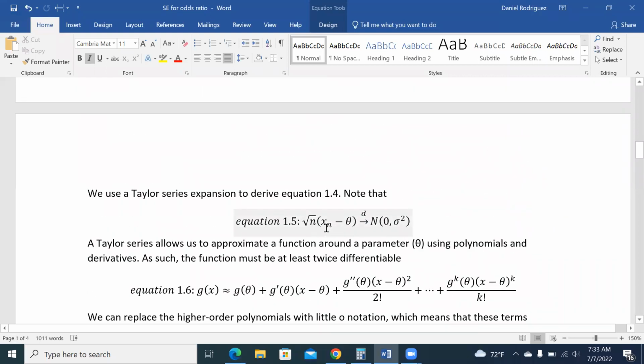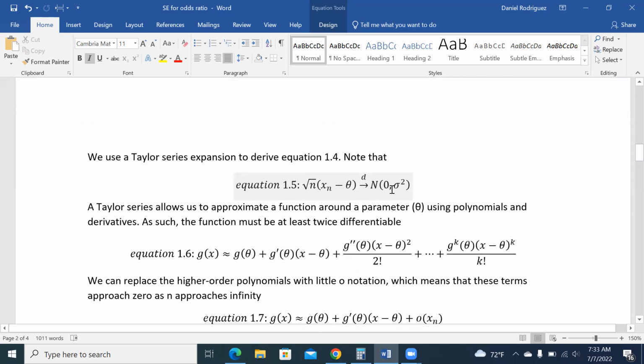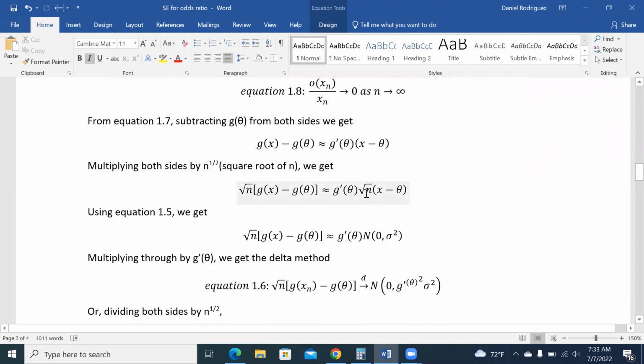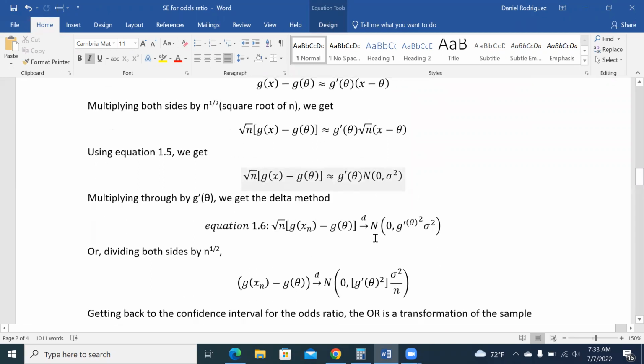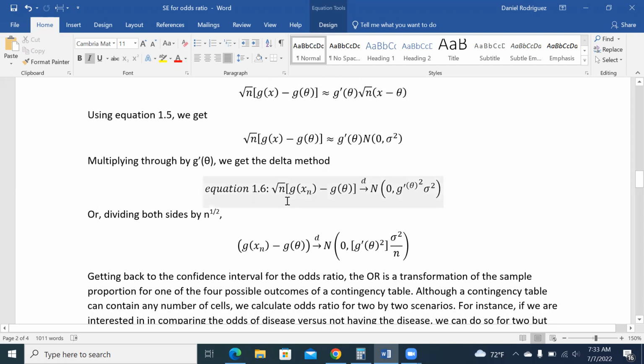We have the square root of n times X-bar of n minus theta converging to normality with a mean of 0 and variance of sigma squared. So I'm using what I know there. I can replace this with a normal distribution with mean 0 and variance sigma squared. This is an approximation, that's what the double squiggly lines mean.